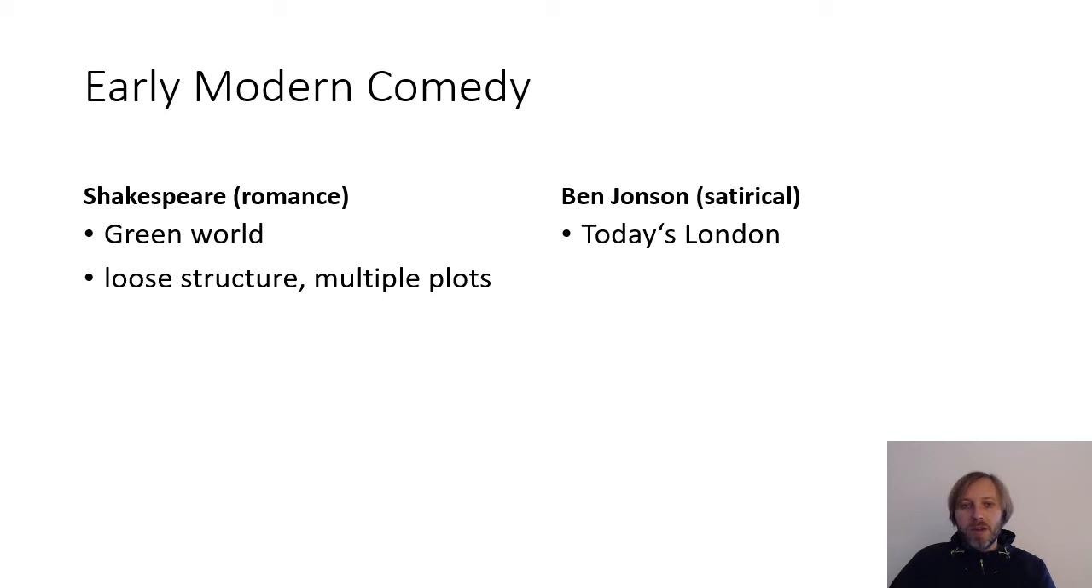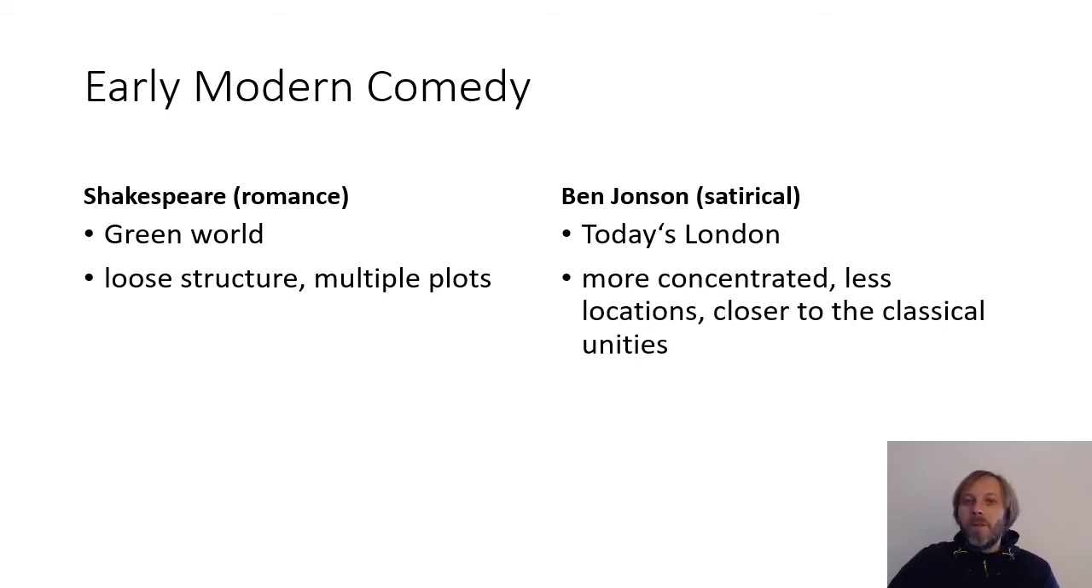As I said, this is one of the inheritances from the romance, whereas the satirical comedy tends to be more concentrated, to have fewer locations, and to be closer to this ideal of the classical unities. We've already seen in the histories and the tragedies that Shakespeare isn't really one for the unities. His plots often are very large scale and often develop over a longer span of time.